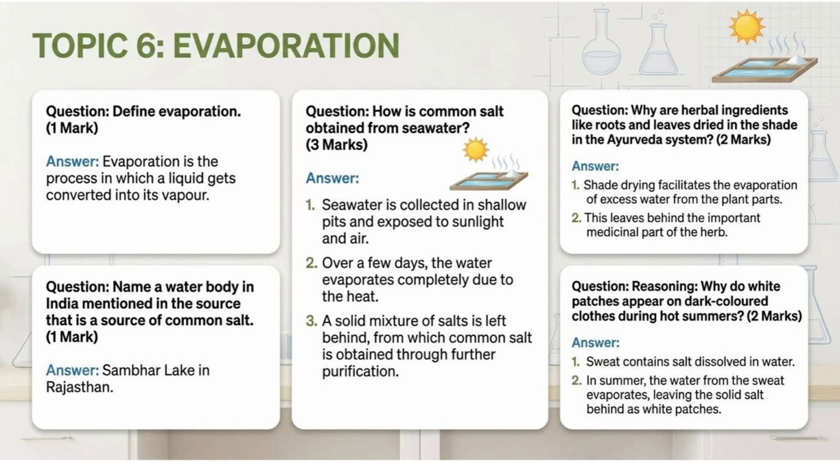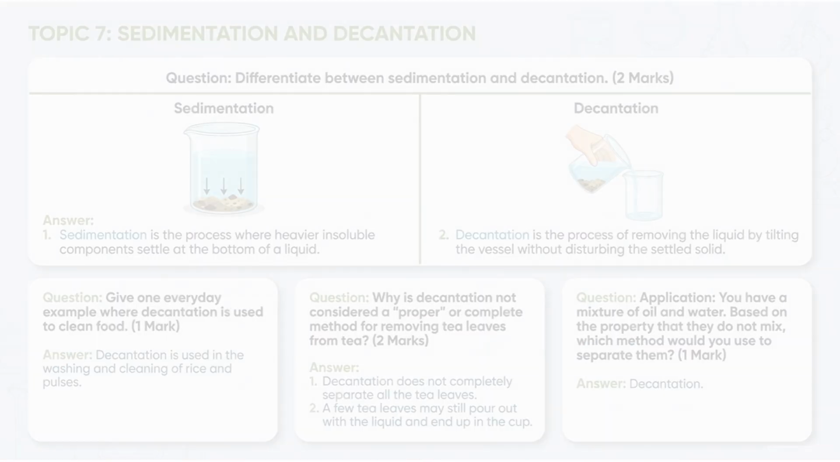Question. Reasoning. Why do white patches appear on dark-colored clothes during hot summers? 2 marks. Answer. Sweat contains salt dissolved in water. In summer, the water from the sweat evaporates, leaving the solid salt behind as white patches. Topic 7. Sedimentation and decantation.